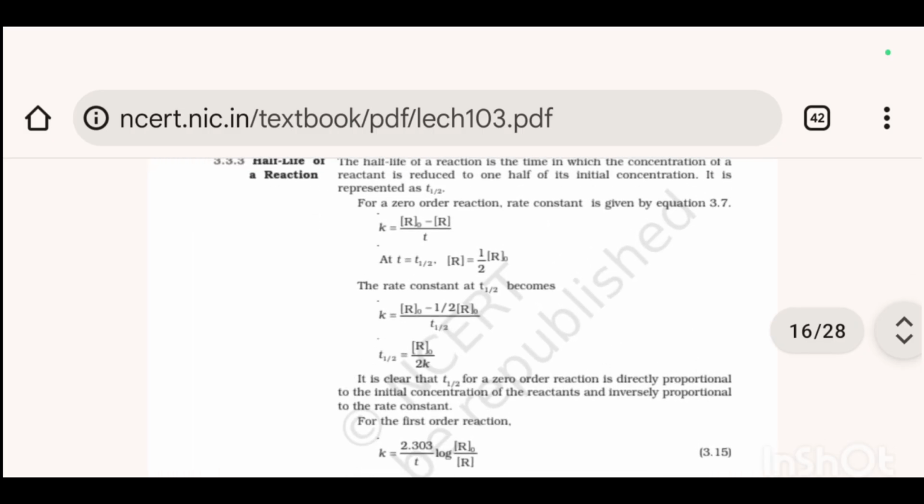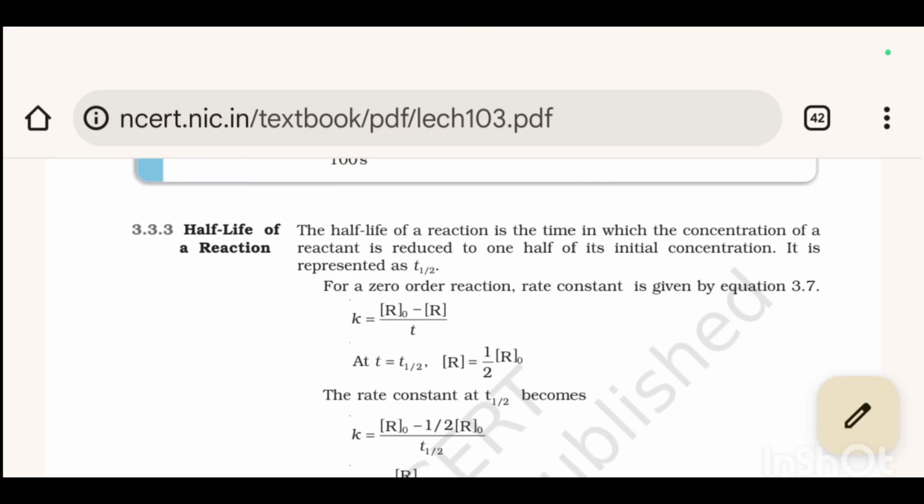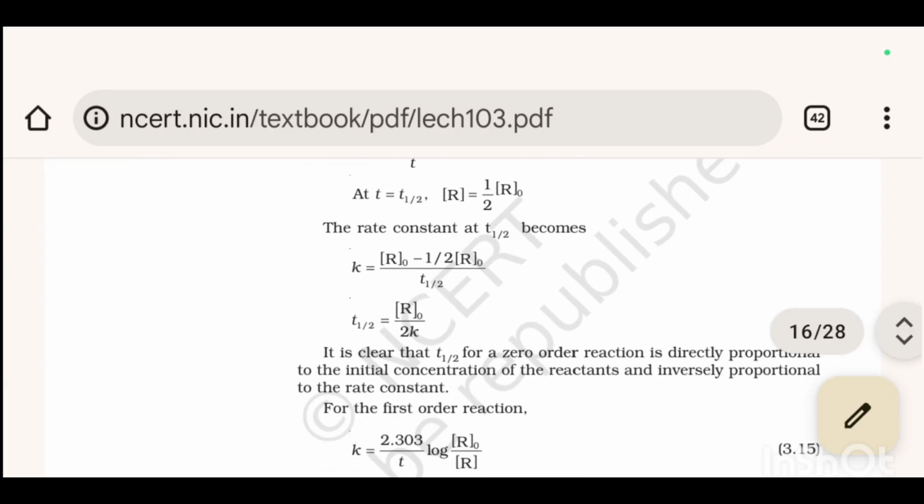Now we shall read about the half-life of a reaction. The half-life of a reaction is the time in which the concentration of a reactant is reduced to 1/2 of its initial concentration. It is represented as t1/2. For a zero order reaction, the rate constant is given by k equals (R naught minus R) upon t. At t equals t1/2, R equals 1/2 R naught, so the rate constant at t1/2 becomes k equals (R naught minus 1/2 R naught) divided by t1/2.